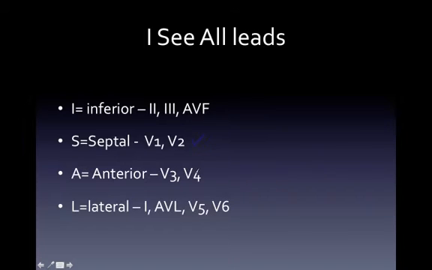A stands for anterior, which is leads V3 and V4. L stands for lateral, which you have 4 camera shots there: 1, AVL, V5, and V6.